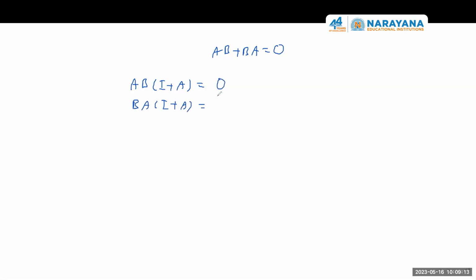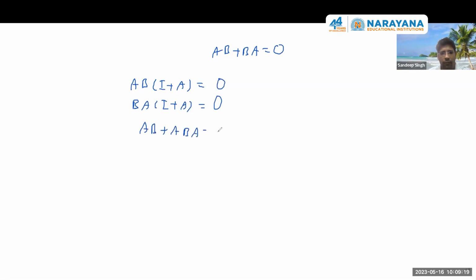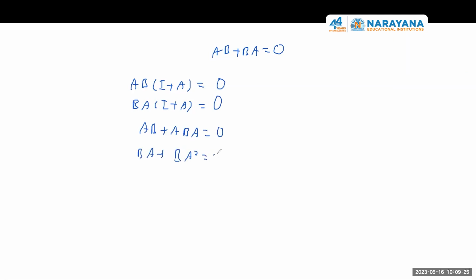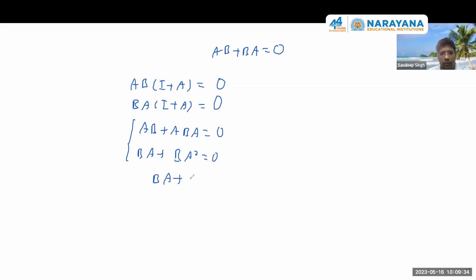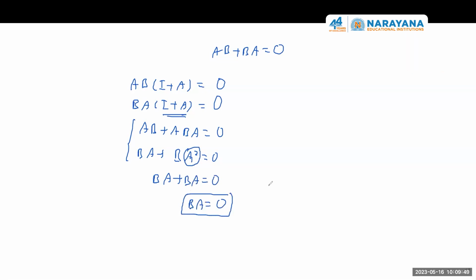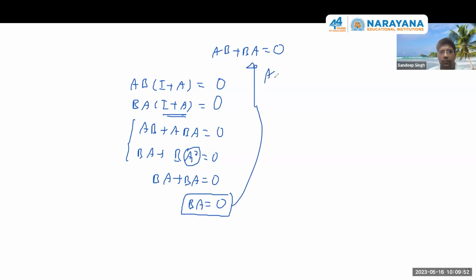Now opening the bracket, AB plus ABA is null and BA plus BA square is null. A square can be written as A, so BA will be equal to 0. BA into I plus A, yes, this seems promising. And now BA plus BA square you can write as BA. Correct. So this BA is also true. Very good. That means this is also coming out as true. So BA is a null matrix, and similarly, AB is also a null matrix. So that means A is also true.